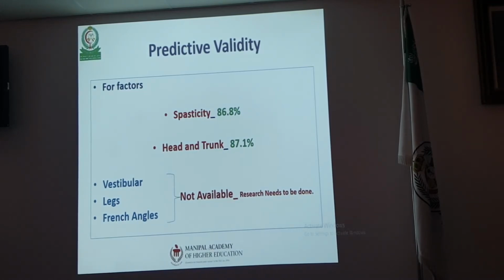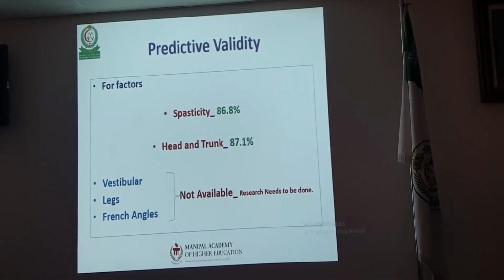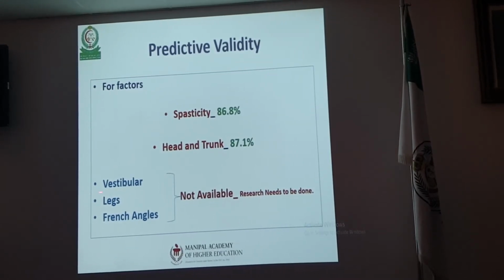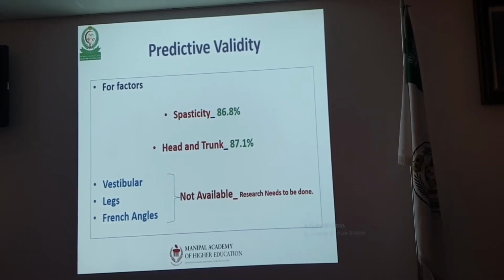Now, predictive validity. Can the scale predict? For individual factors like spasticity and head and trunk, it is 86 and 87.1. But for vestibular, legs and French angle, it is not available. That means if any one of you wants to do research, you are free to do. Predictive validity for spasticity and head and trunk is proven. Predictive validity for vestibular, legs and French angle is not proven. It is open for research. Is that clear?